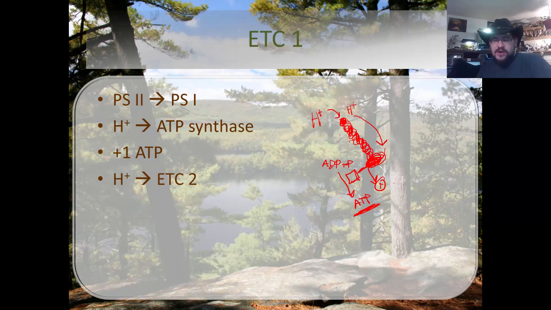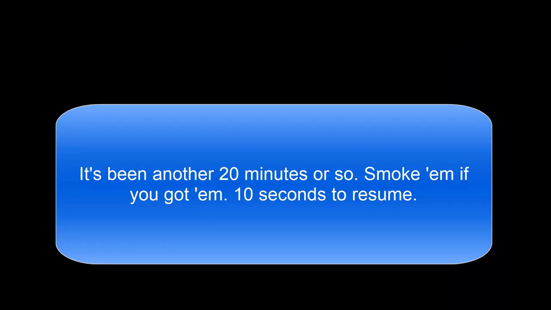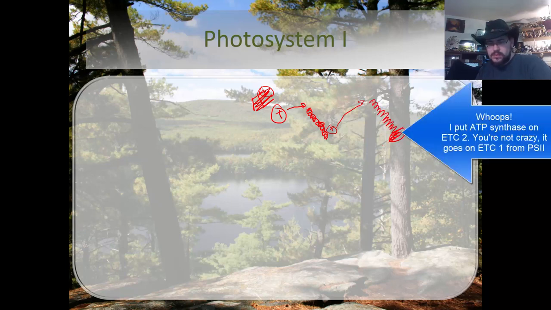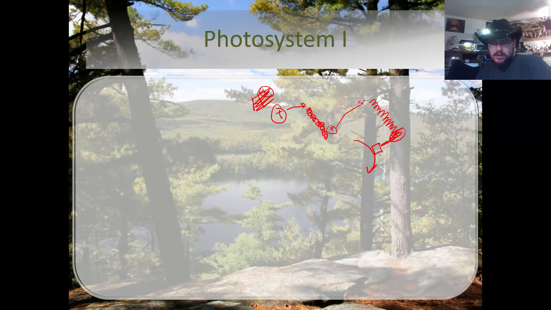And then we have another electron transport chain. So here's electron transport chain number two. Our proton is passed over to electron transport chain two. And then we have our NADP pick up that proton to become NADPH. We had our proton. Let's just draw a little circle with a plus. Our proton went through electron transport chain one. Then our proton went through electron transport chain two. And we had the production of ATP.